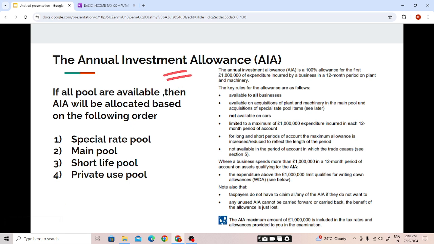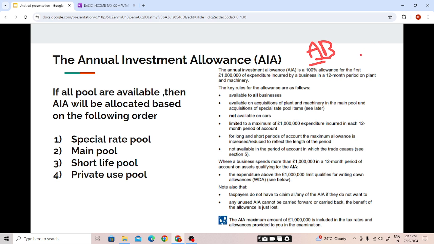And we have seen the rules. Annual investment allowance is available to all businesses. It is available on plant and machinery which are purchased additions for main pool and special rate pool items. AIA is not available on cars. The maximum limit is 1 million pounds for each 12-month accounting period. And for long and short periods of accounts, the maximum allowance is increased or reduced to reflect the length of the period of accounts. So students, let's take an example.